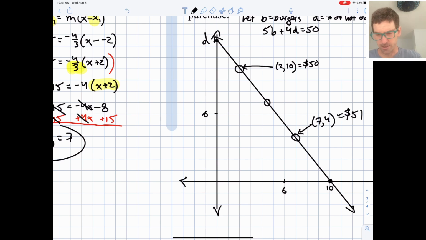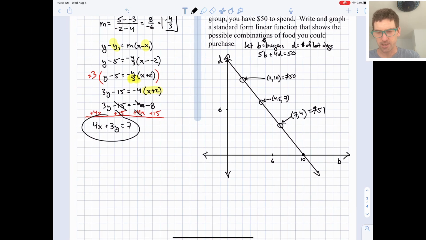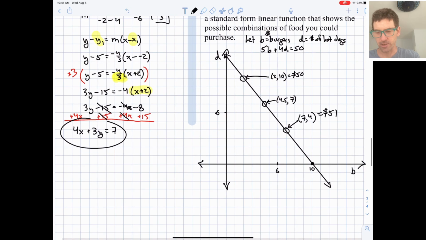This point right here looks like it's about 4.5 and 7. And I just wanted to highlight that because we're not going to buy 4.5 burgers, right? We're only going to buy either 4 burgers or 5 burgers. So we have a graph that highlights the possibilities, but I think the lesson here is that we have to be really careful and accurate with our graphing, and some of the possibilities might be right on the edge and might not quite work out.